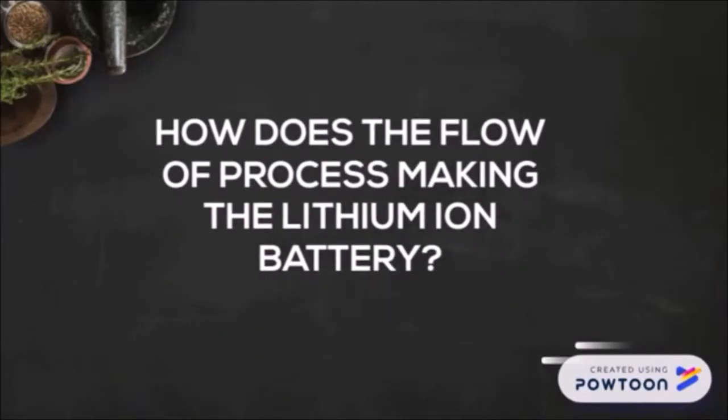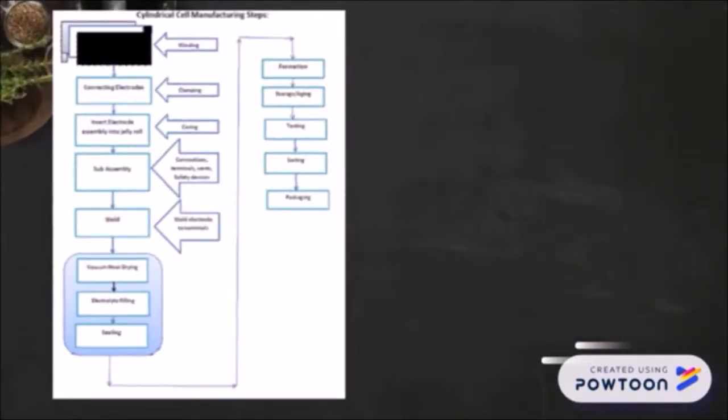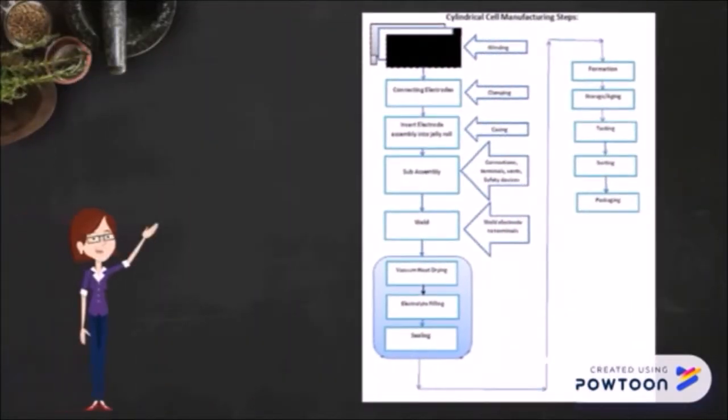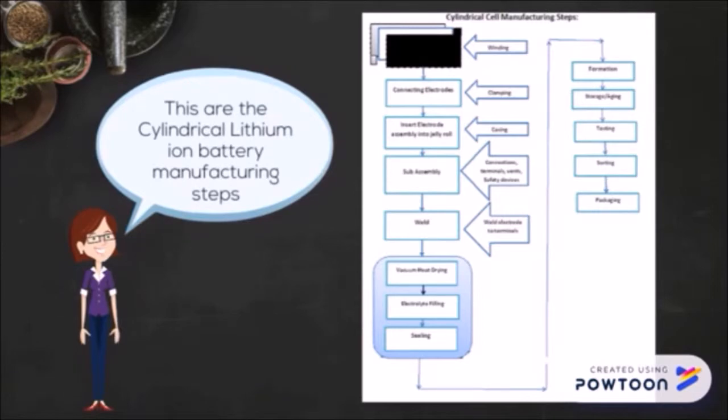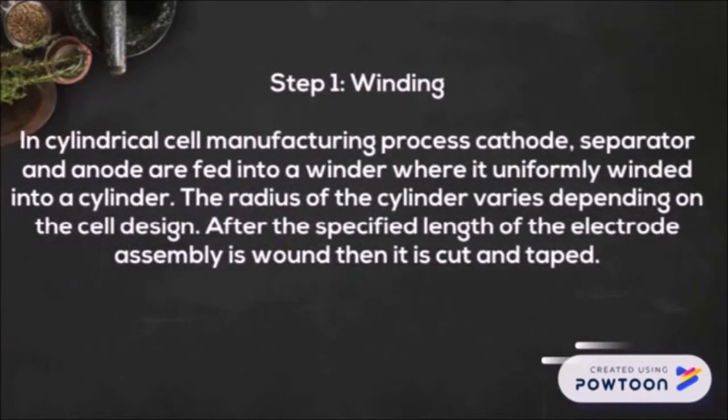How does the process of making a lithium-ion battery flow? These are the cylindrical lithium-ion battery manufacturing steps. Step 1 is winding. In the cylindrical cell manufacturing process, the cathode, separator and anode are fed into a winder where they are uniformly wound into a cylinder. The radius of the cylinder varies depending on the cell design. After the specified length of the electrode assembly is wound, it is cut and taped.